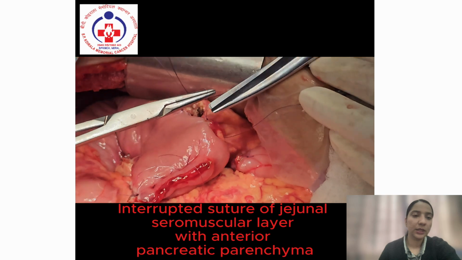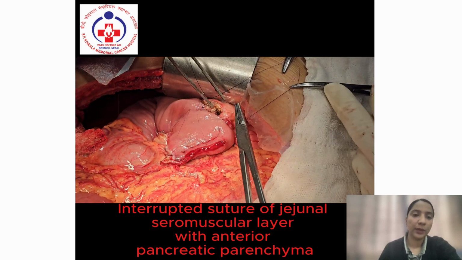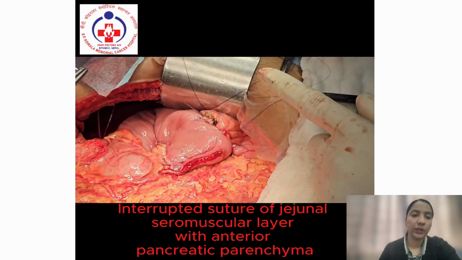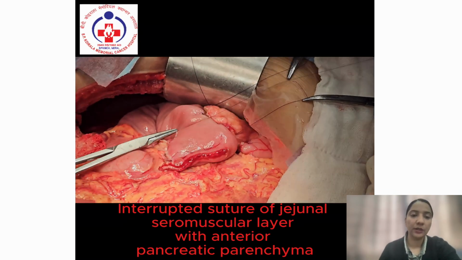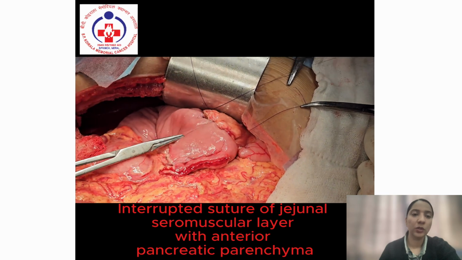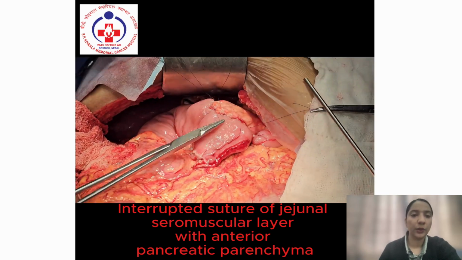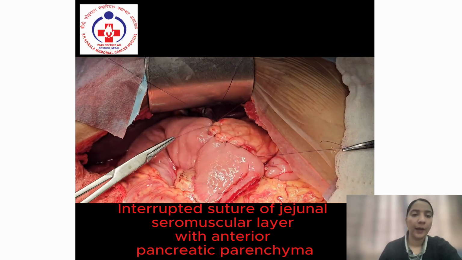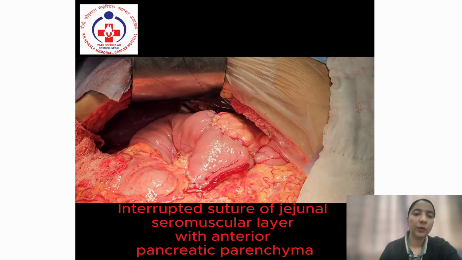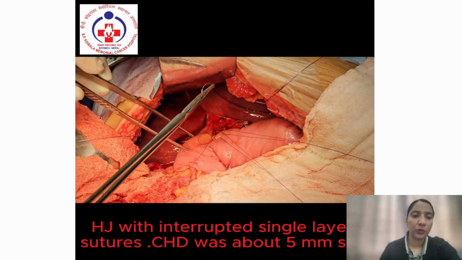After finishing the duct to mucosa suture, we then proceed to the anterior margin. We take the seromuscular layer of the anterior jejunum and the anterior pancreatic parenchyma. This is also done in an interrupted fashion, and we are ongoing with the suture. After securing all the sutures, we proceed towards the hepaticojejunostomy.